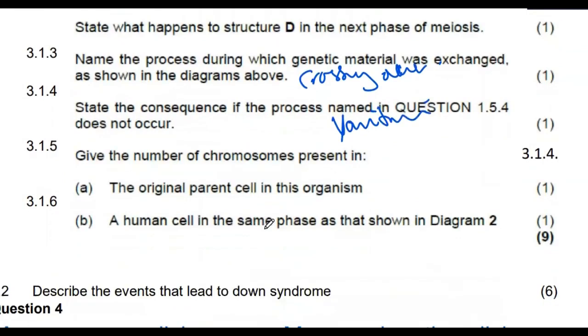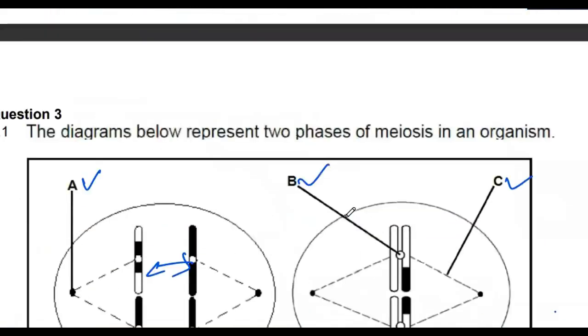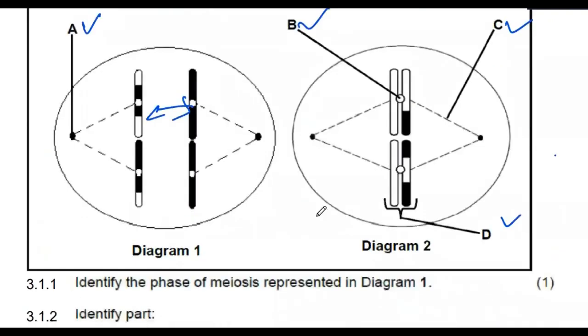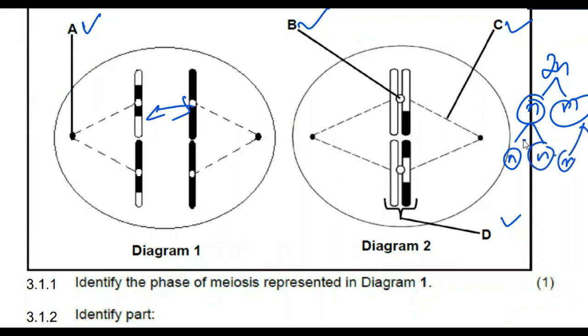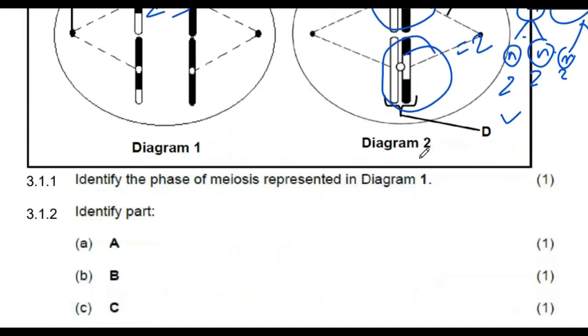Then they're saying give the number of chromosomes present in the original parent cell in this diagram. They didn't say this is a human cell. I don't see anywhere saying this is a human cell, so you have to use the number which is given. Because this is meiosis two, and meiosis two halves the diploid state, if you start with four here, it's going to be two. Please don't talk about 46 if they didn't say that this is a human cell.